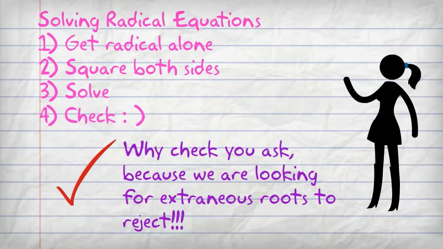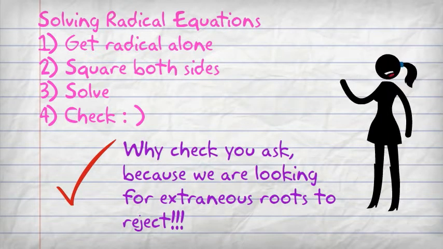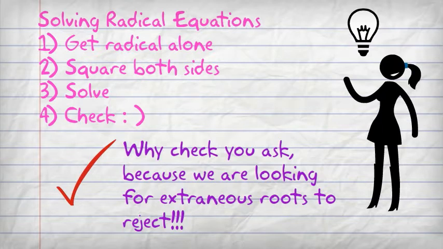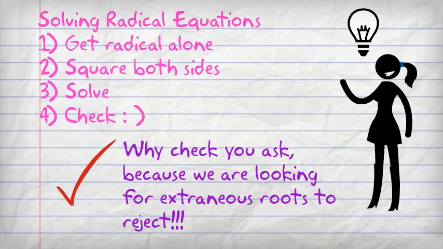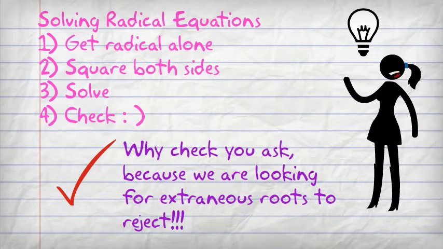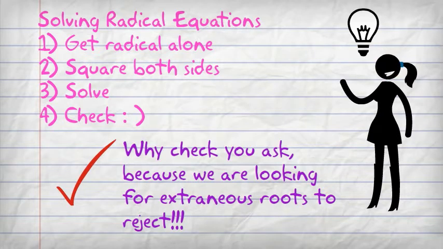Next is solving radical equations. Get the radical alone, square both sides, solve, and check. Yes, you must check. We're looking for extraneous roots.